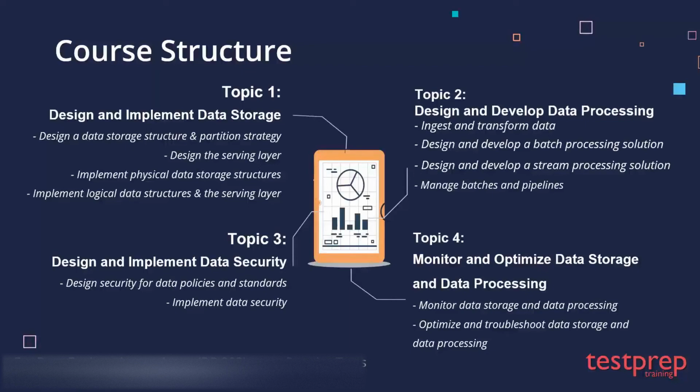Microsoft provides a course outline for the DP-203 exam that covers the major sections for getting a better understanding during the preparation time. The topics are: 1. Design and implement data storage. 2. Design and develop data processing. 3. Design and implement data security. 4. Monitor and optimize data storage and data processing.